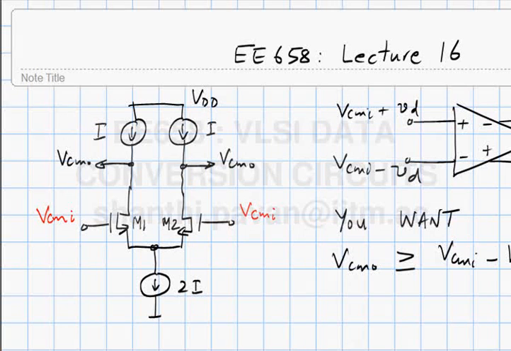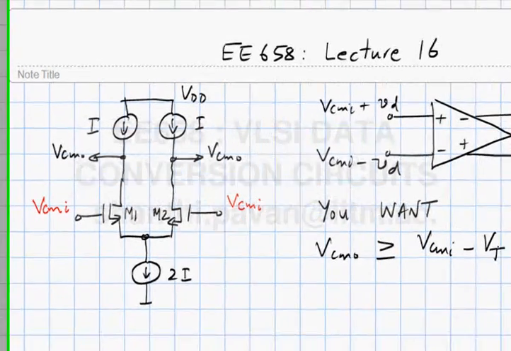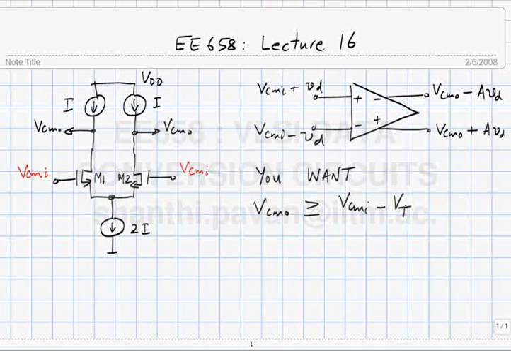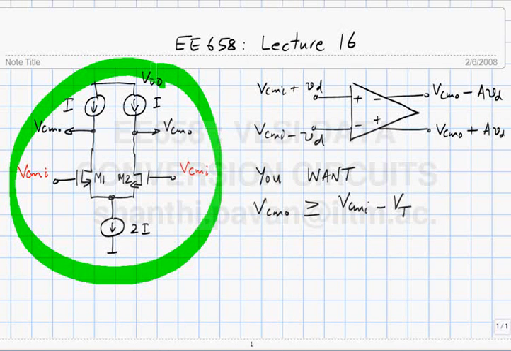In practice, you would want VCMO to be much larger than VCMI, because you're not going to keep the op-amp like this. The op-amp outputs are going to be swinging, and you want to make sure that even when the signal is swinging, the transistors do not get into the triode region. Now, let's see if that is possible. Okay, so one thing that becomes immediately obvious when you look at this circuit is what?